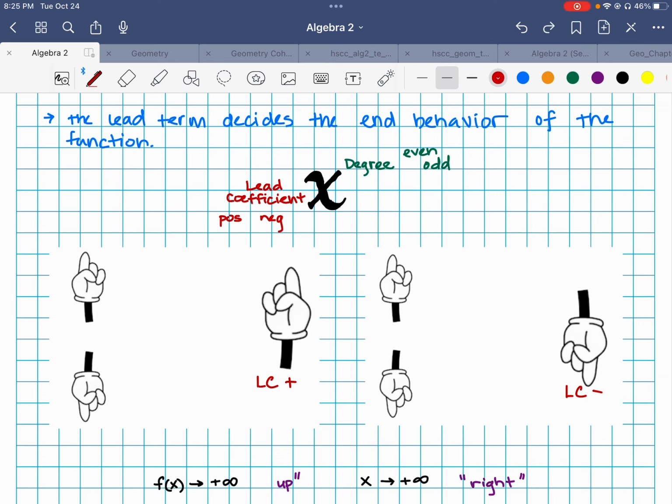Now, let's talk about the degree of the polynomial. The degree of the polynomial is going to dictate what happens on the left hand. And it's a really simple process. If it's even, it's going to follow what the right hand does. All right, let me explain.